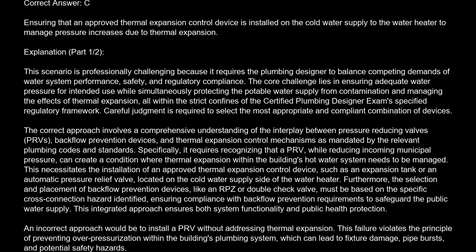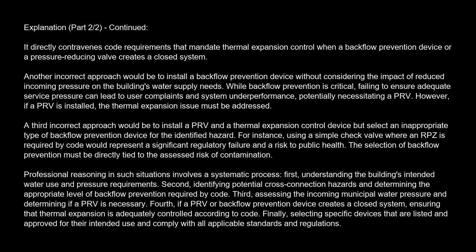An incorrect approach would be to install a PRV without addressing thermal expansion. This failure violates the principle of preventing overpressurization within the building's plumbing system, which can lead to fixture damage, pipe bursts, and potential safety hazards. It directly contravenes code requirements that mandate thermal expansion control when a backflow prevention device or a pressure-reducing valve creates a closed system.